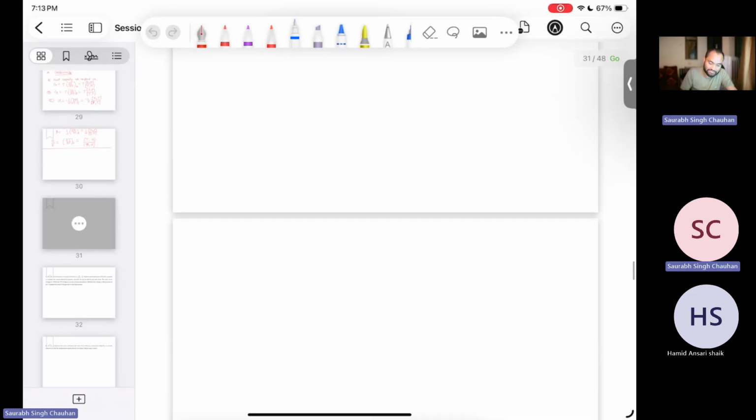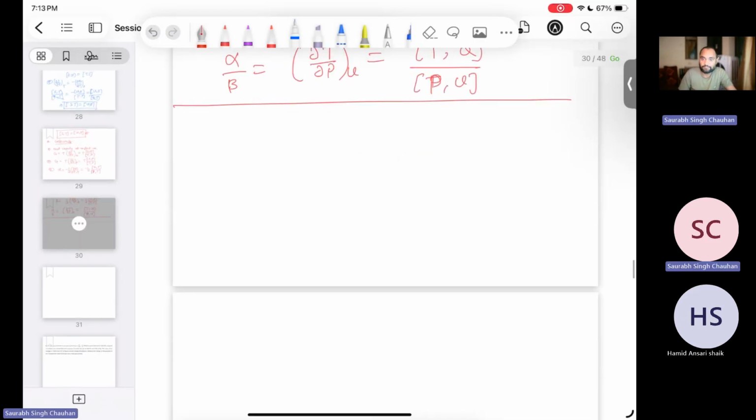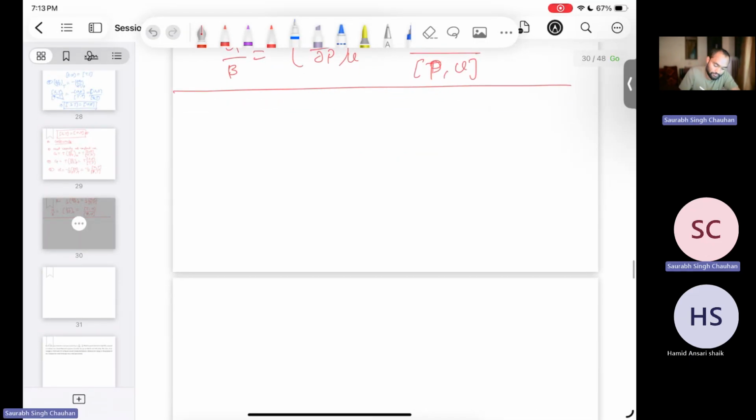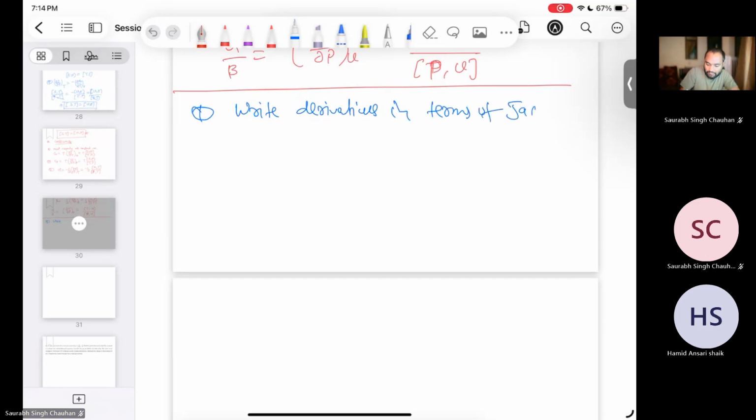Now there are some rules. I will quickly write them as well. First of all, we will write everything in terms of Jacobians. Everything means all the derivatives in terms of Jacobians. Okay, fine. We can write that easily, no problem.